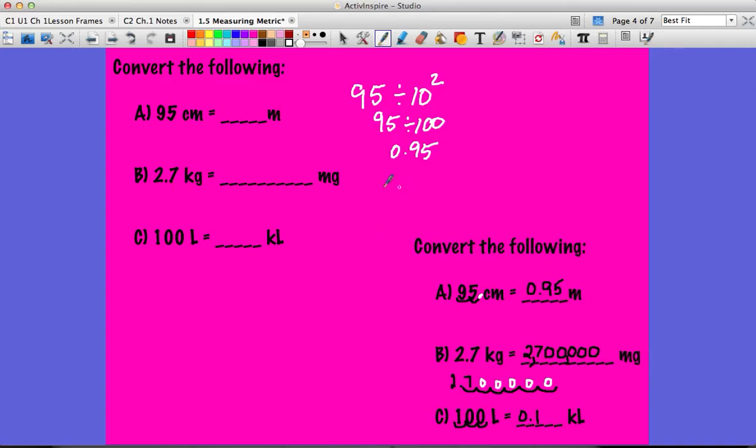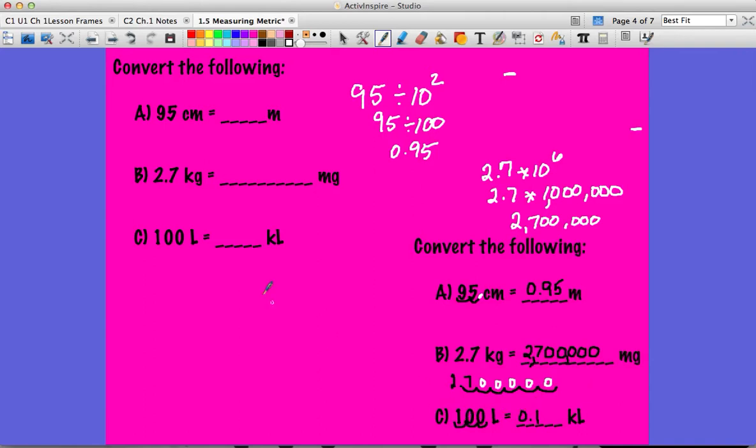Then for kilograms to milligrams, you should have gotten 2,700,000 milligrams in 2 7/10 kilograms. Again, moving that decimal 1, 2, 3, 4, 5, 6 places to the right, because there's 6 places from the top stair to that bottom stair. Or you could have done it as 2 7/10 times 10 to the 6th power, which would have been 2 7/10 times, I'm sorry, times 1 million, which would have still given you the 2,700,000.